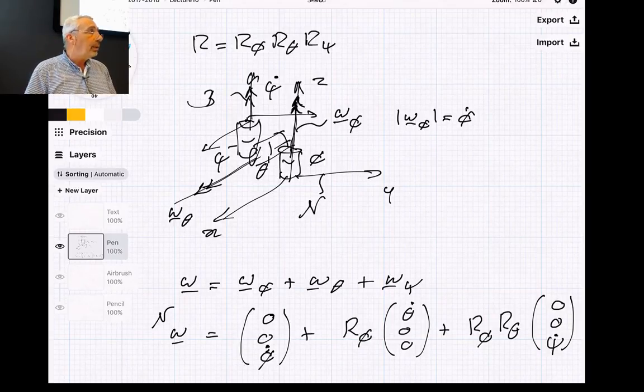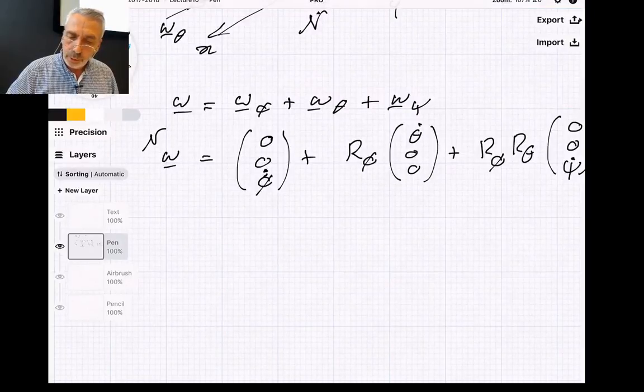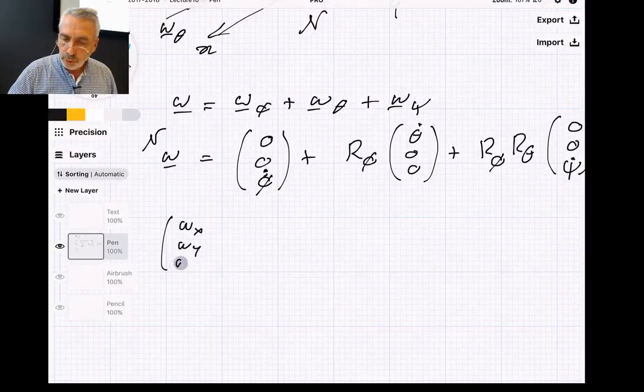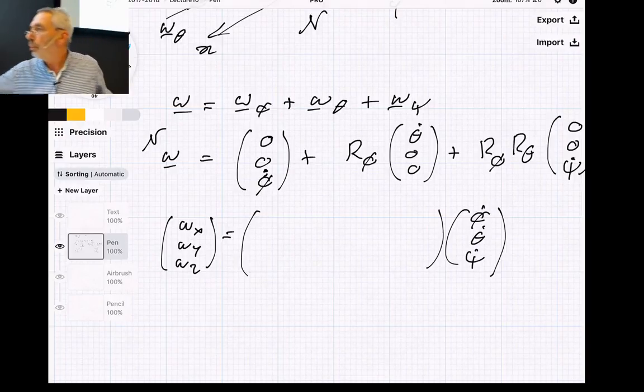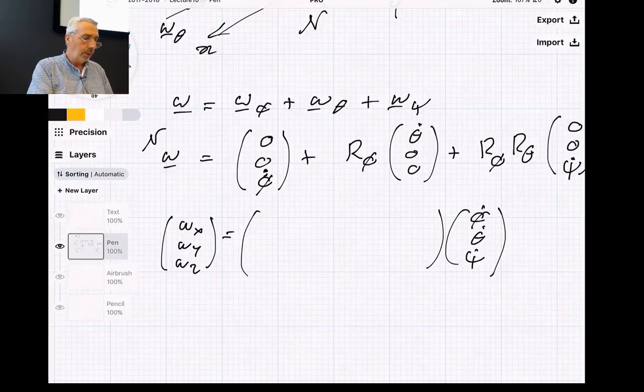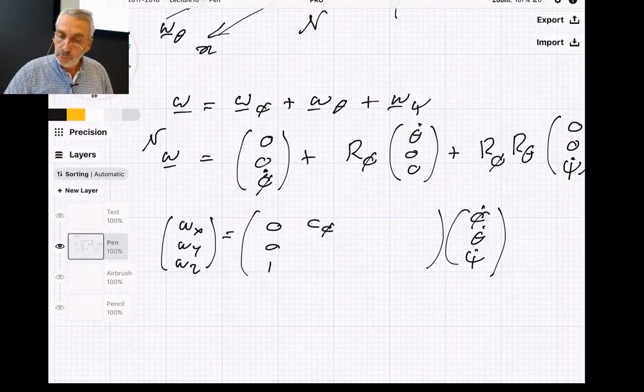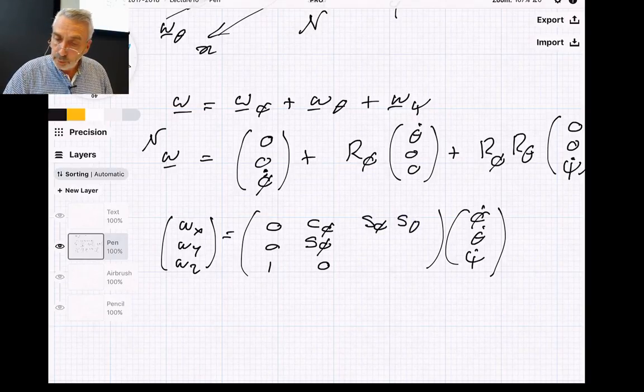If you then expand this, that will be really easy, because the result there will be omega x, omega y, omega z is equal to, and then we say phi dot, theta dot, psi dot. Now it is really easy, but I don't know it by heart, of course. So I have to look at my notes: 0, 0, 1. It's a cosine phi, this is a sine phi, and this is a 0. This is a sine phi times sine theta, yes, I agree. This is a minus cosine phi times sine theta, yeah. And this is a cosine theta.